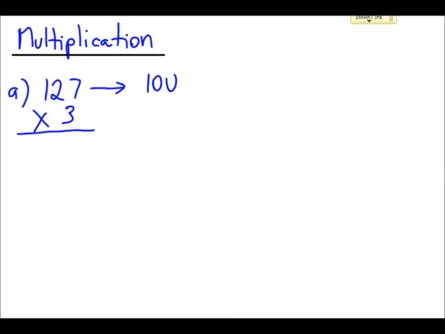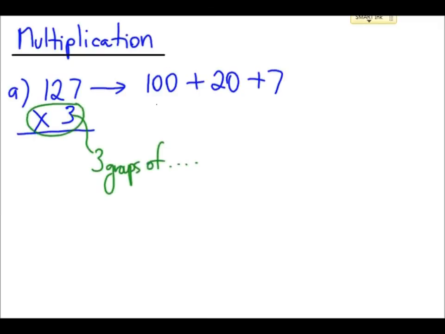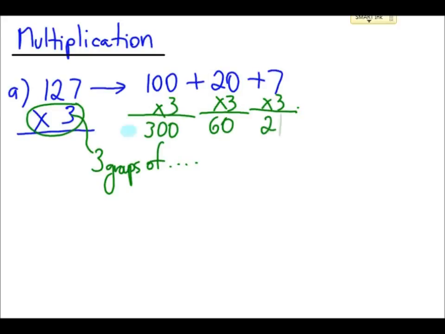Let's try some multiplying ones. When we expand this out, it's 100 plus 20 plus 7. Don't forget what multiplying means, though. It means 3 groups of 127. So I need 3 groups of 100, 3 groups of 20, and 3 groups of 7. This is where the times tables come in. 3 groups of 100 is 300, 3 groups of 20 is 60, and 3 groups of 7 is 21.